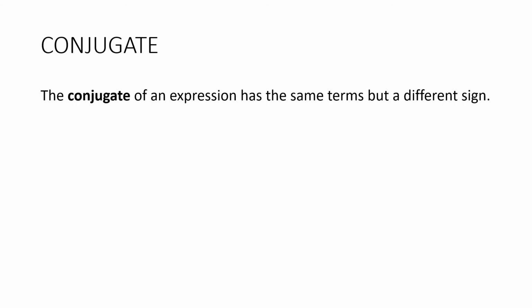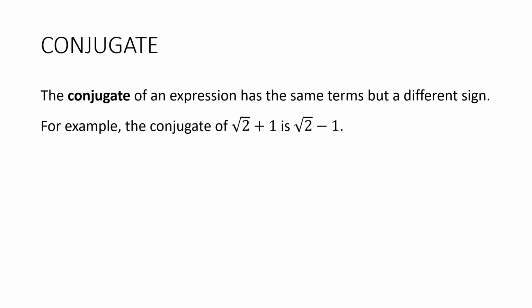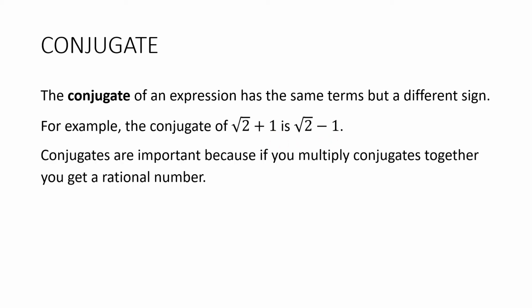The conjugate of an expression has the same terms but a different sign. We saw this before with the difference of two squares. So for example, the conjugate of root 2 plus 1 is root 2 minus 1. You see? Same terms, different sign. Conjugates are important because when you multiply them together, you get a rational number. We already had a go at this question here, but you might want to do it again.